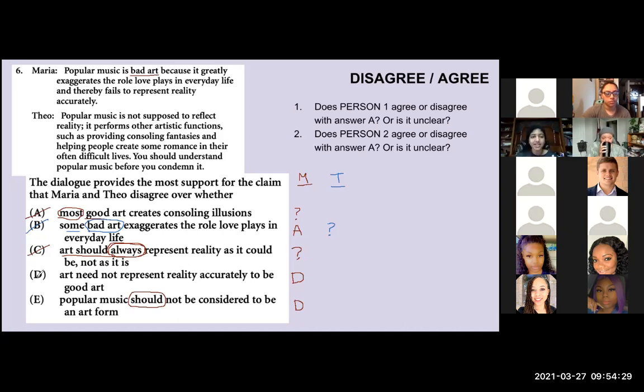And Maria's point is that this is what makes popular music bad art. And Theo's saying, well, not necessarily, right? So I think D sounds like a pretty good answer. So if we're not sure about it, let's also look at E. Popular music should not be considered to be an art form.